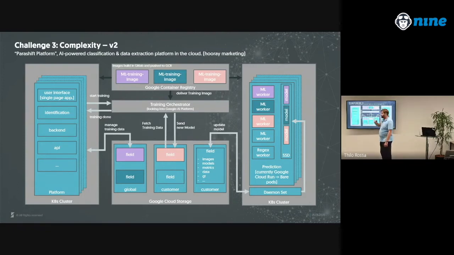So, as I said, we save the position, we save the text, we save all the data that the user enters inside of these field or field type containers on Google Cloud Storage. We have folders here for images, models, metrics, ground truth, data, all this machine learning stuff. And so we save this ground truth here.